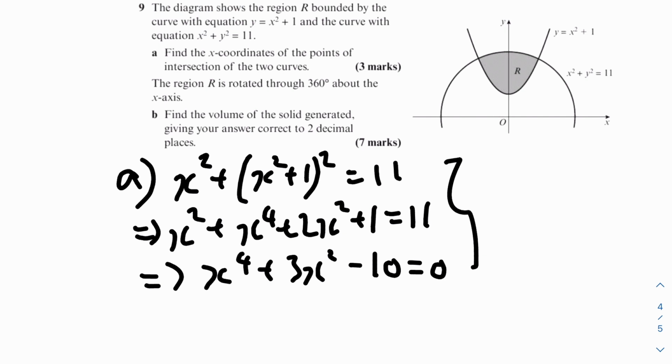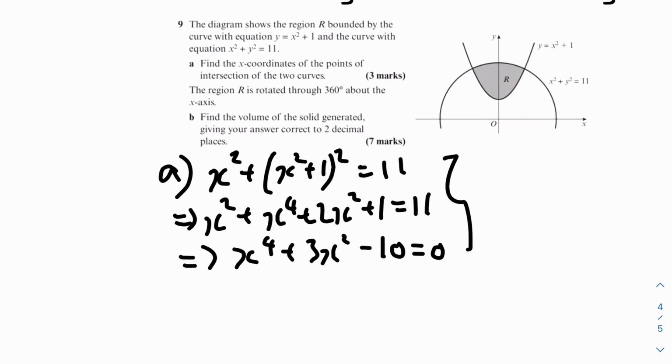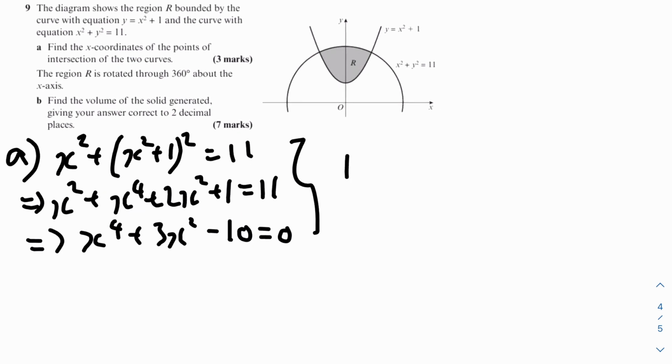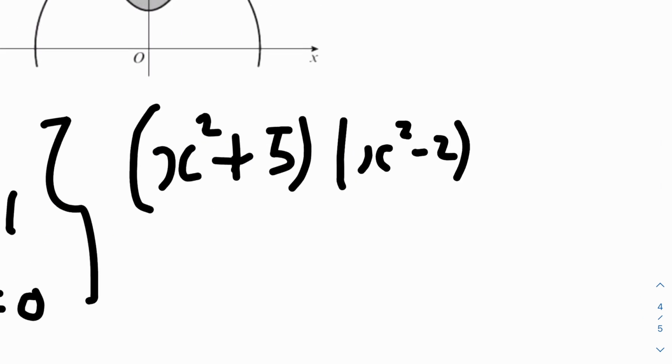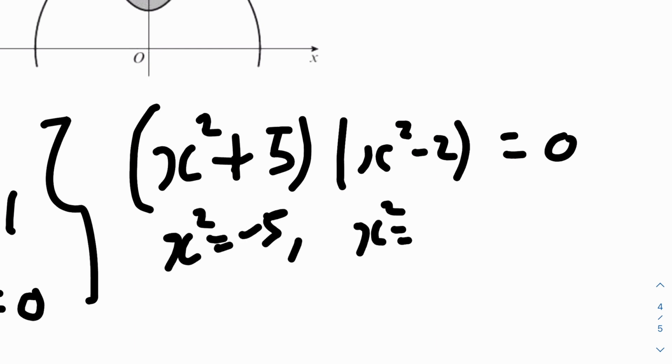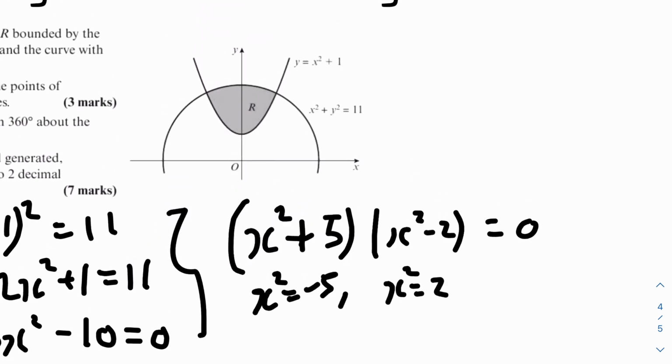We can simplify this by setting x squared equal to a constant and factorizing from there, or we can factorize straight away if we know how to. This factorizes to x squared plus 5 and x squared minus 2 equals 0, right? So this gets us x squared equals minus 5 and x squared equals 2. But if you solve x squared equals minus 5, you get a non-real root, right?